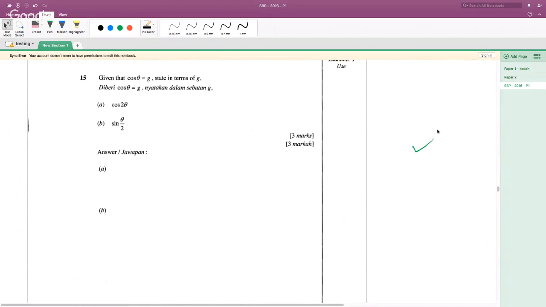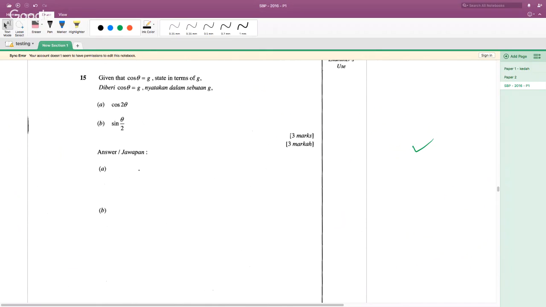Okay, given that cos theta equals G, state in terms of G. Okay, so cos 2 theta. This one you just apply the formula. Cos 2 theta, if not mistaken, is something like cos theta sin theta minus sin theta cos theta, something like that. Oh no, the one is actually cos A plus B. This one, I will need the formula, definitely. I forgot already. Yeah, I will need a formula for this one.